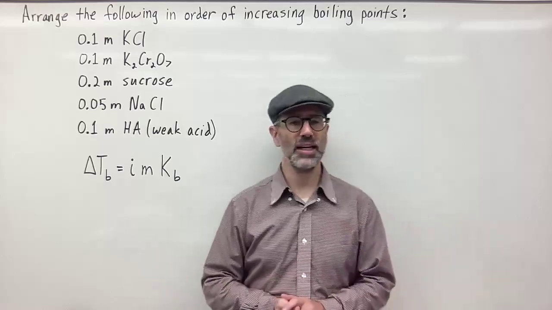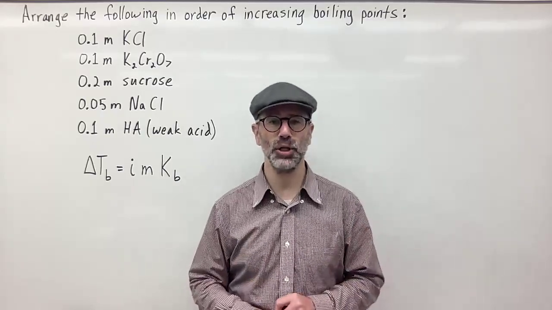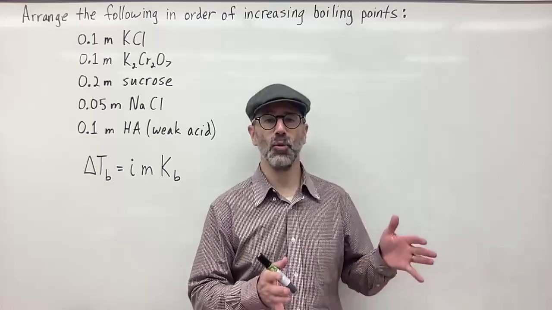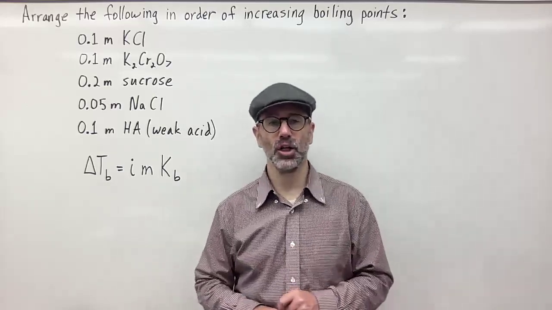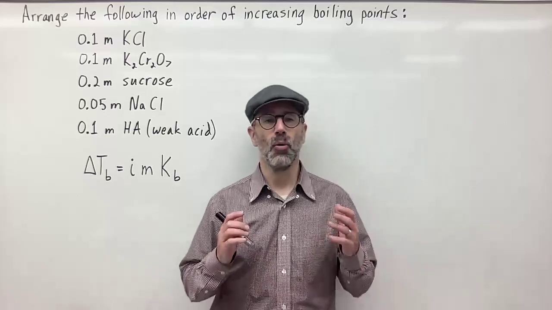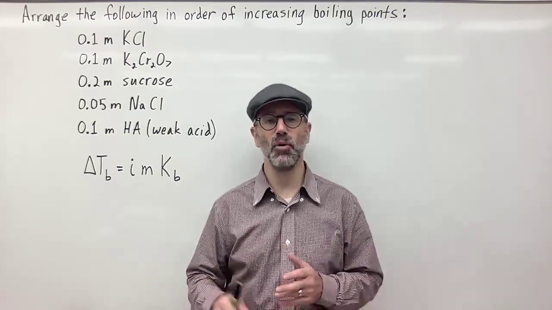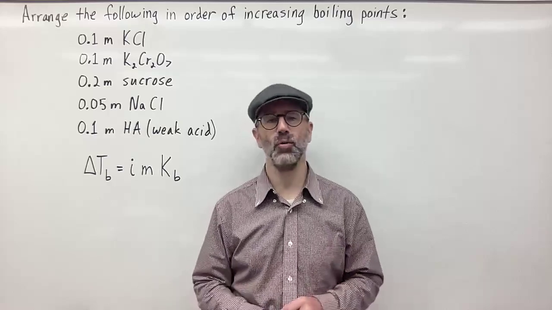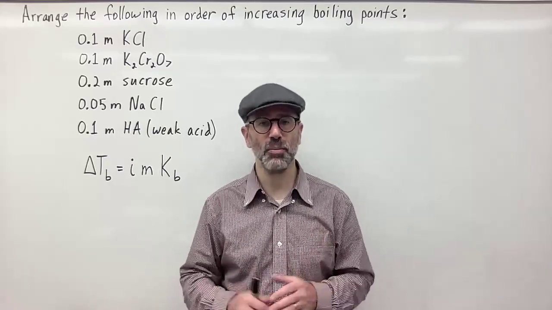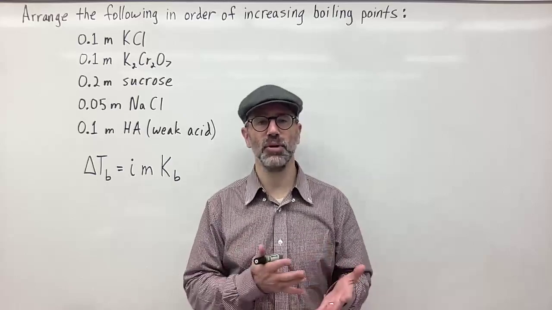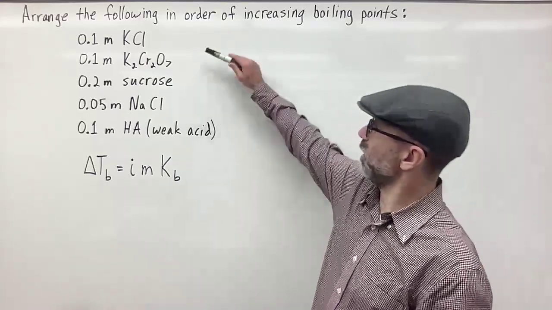Okay, so we need to figure out the arrangement, the order of increasing boiling points. That means we're going to start with the lowest boiling point, getting to the largest boiling point. So what we need to look at is the change in boiling point when you dissolve something in water. So we have to look at the colligative property of the change in the boiling point when you dissolve something in water.